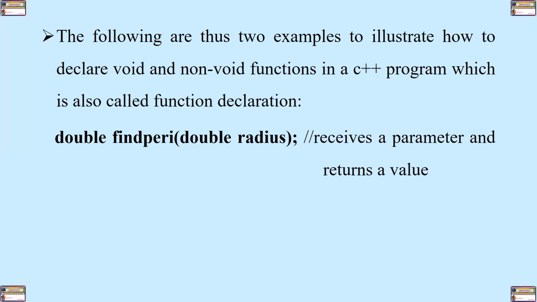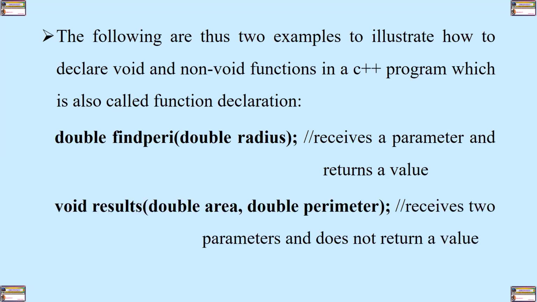Find peri is the name of the function. Double radius is the parameter. So this statement simply means that it is receiving a parameter and it is supposed to return a value. It is receiving a parameter called radius and it is returning a value called find peri. The return value is always the name of the function.